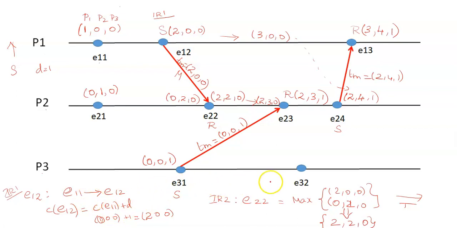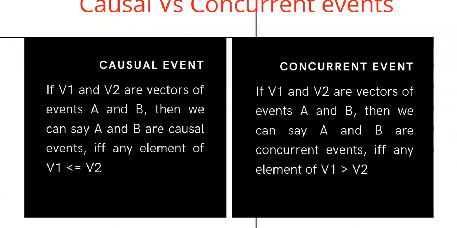Now the only one left out is E32, which is an individual event, so E31 is updated here: 0, 0, 2. Right? So this is how the vector clock functions. Here you have to note one thing: the causal versus concurrent events are identified very easily because of the vector.